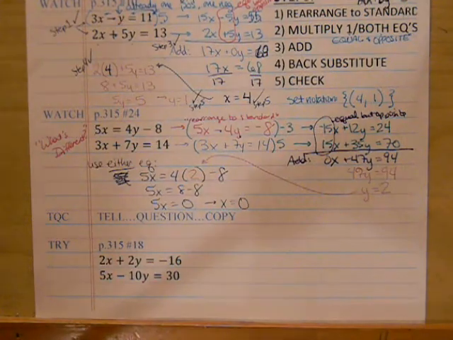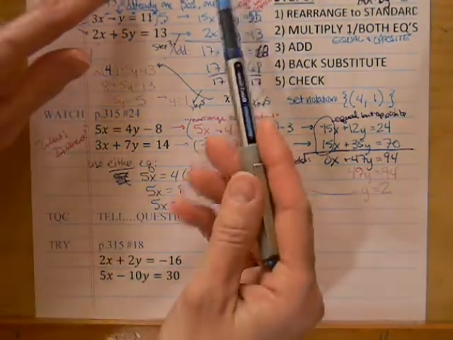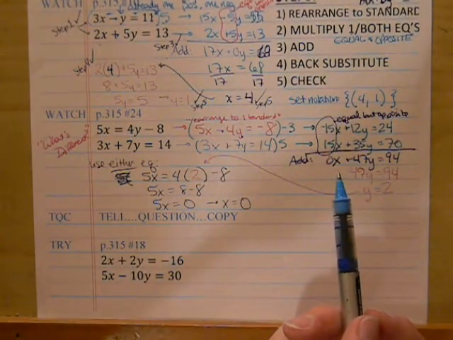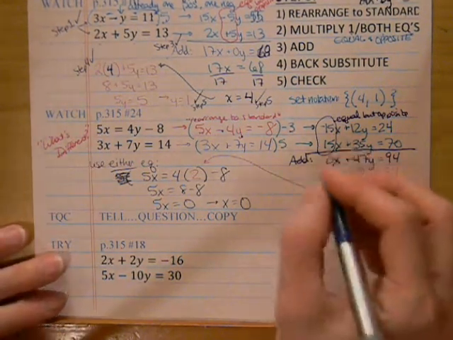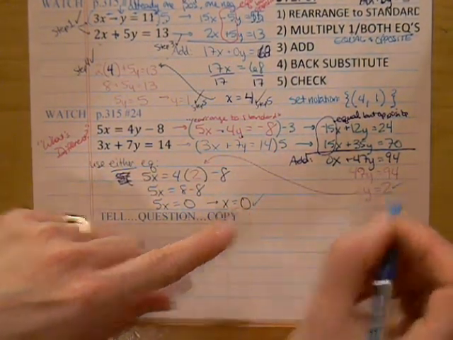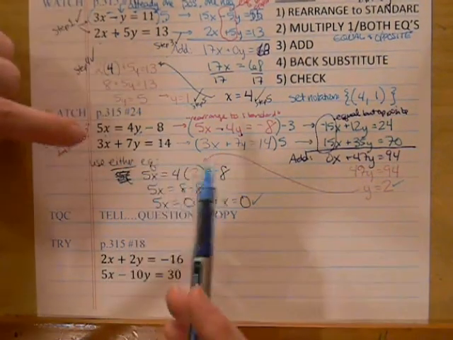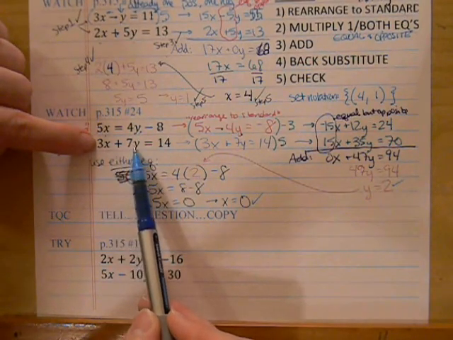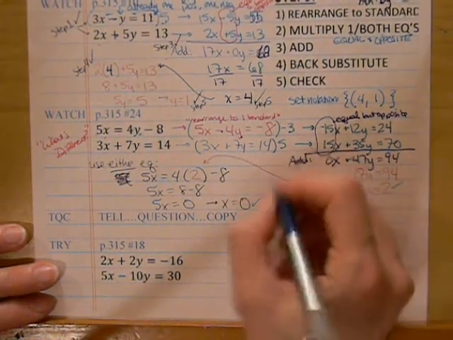Don't be thrown when you get an answer of 0. It's when x completely falls out that you go for the false or true statement of parallel or the same line. Oh, pardon me. And so we can check this. X is 0, y is 2. 5 times 0 is 0, 4 times 2 is 8, 8 minus 8 is 0, so that checks. 3 times x, 3 times 0 is 0, 7 times y, 7 times 2 is 14, 0 plus 14 is 14, so it checks in both equations.